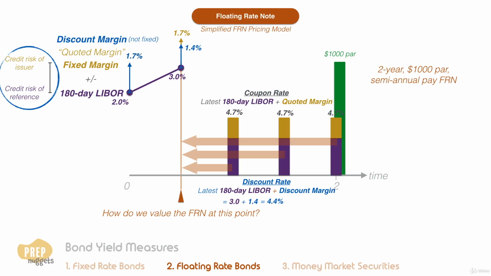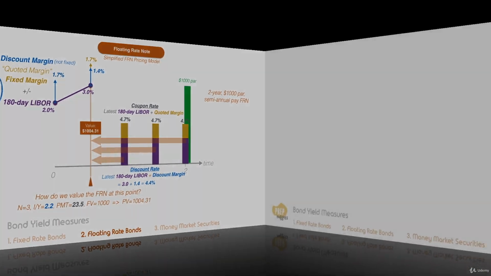So to calculate the value of the FRN, we have 3 periods to maturity and an interest per period of 2.2%. This is half the discount rate of 4.4%. Payment per period is $23.50. Remember again to halve the coupon rate. And FV of $1,000. Solve for PV and we get a value of $1,004.31. Let's move on to the last segment.